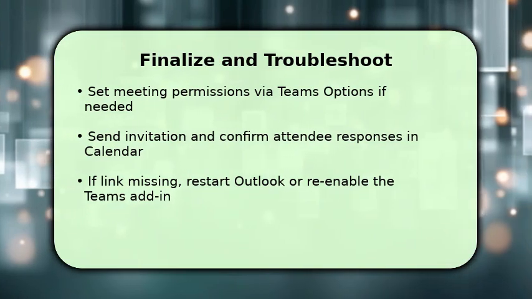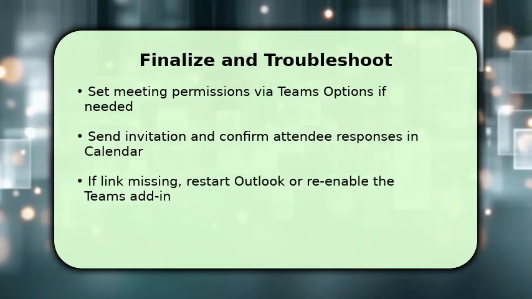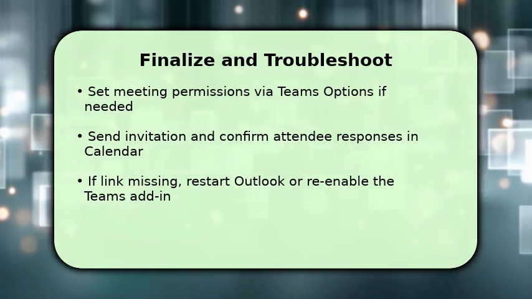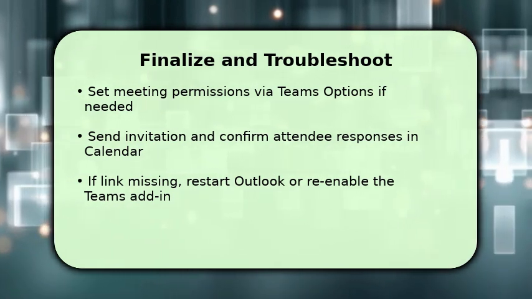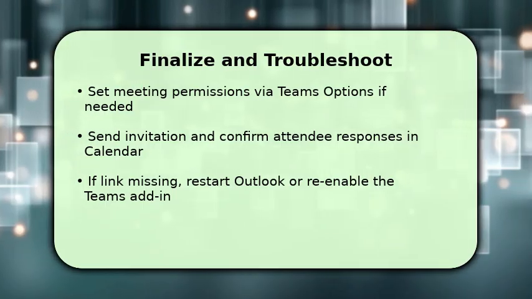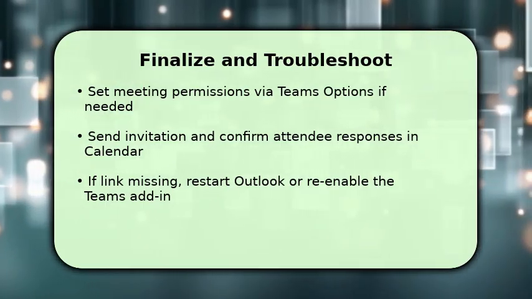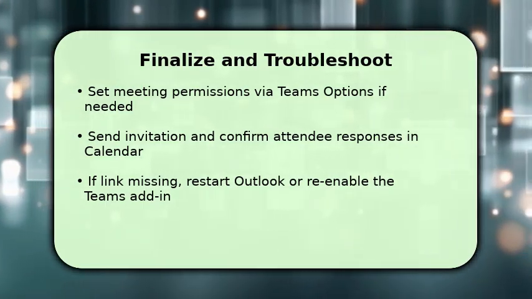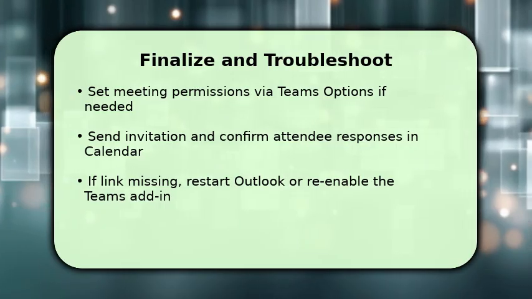Finish by reviewing permissions. Click Meeting Options in the Teams link to set who bypasses the lobby and who can present. Then send the invitation and monitor attendee responses in Outlook Calendar. Once done, pin the meeting to your calendar or copy the Teams link into chat if required.